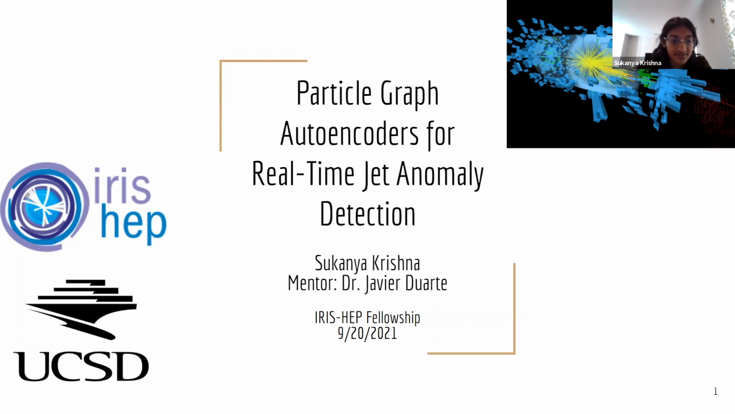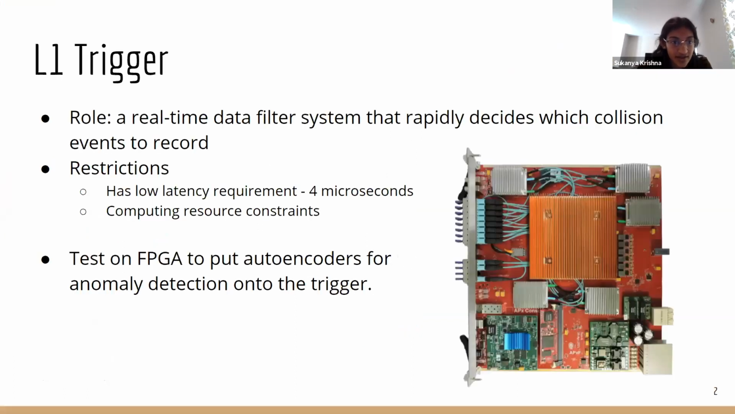As the title suggests, my IRIS-HEP project is to work on particle graph autoencoders as a real-time jet anomaly detection technique to search for new physics. So in the LHC, there are these real-time triggers, such as the L1 level 1 trigger, which is a real-time data filter system that rapidly decides which collision events to record. And this requires smaller models because of the low latency budget of around 4 microseconds and other computing resource constraints. So this means that only certain models can be translated and only certain small models will fit into the trigger.